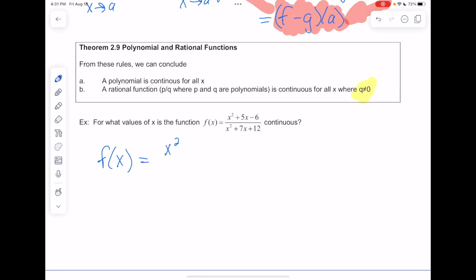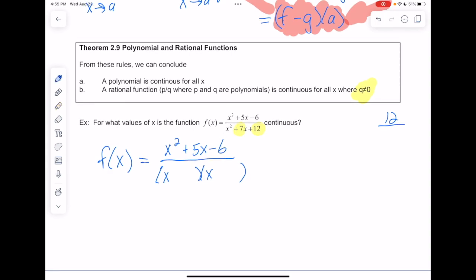And we could factor the numerator, but how the numerator factors is really irrelevant. We just want to see where the denominator is equal to zero. So we're just trying to factor the denominator. It wouldn't hurt to factor the numerator, but it's not necessary. So what are two numbers that multiply to 12 and add up to 7? So we're trying to factor this.